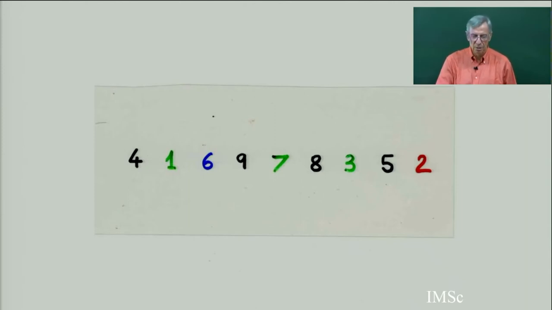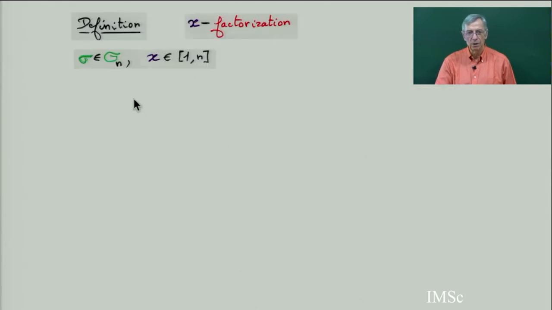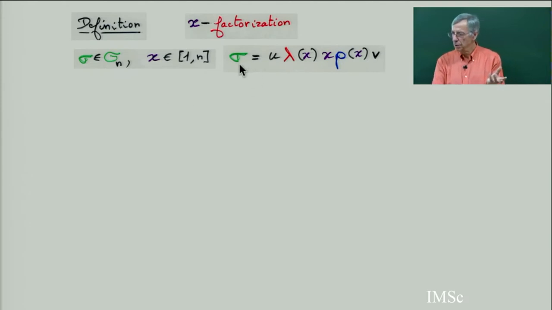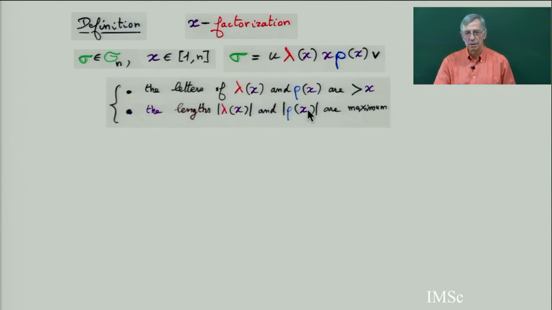So now a few definitions. If you have an element in the permutation, how do you construct the left and right subtrees? X is going to be the label of a certain vertex in the tree. So this is the notion of X factorization. Suppose you get a permutation and a certain value, an element X between 1 and n. Then the word sigma, the permutation written as a word, I call this the X factorization if you can split the word sigma as U, lambda of X, X, rho of X, V. This is the factorization of my permutation, satisfying the two following conditions.